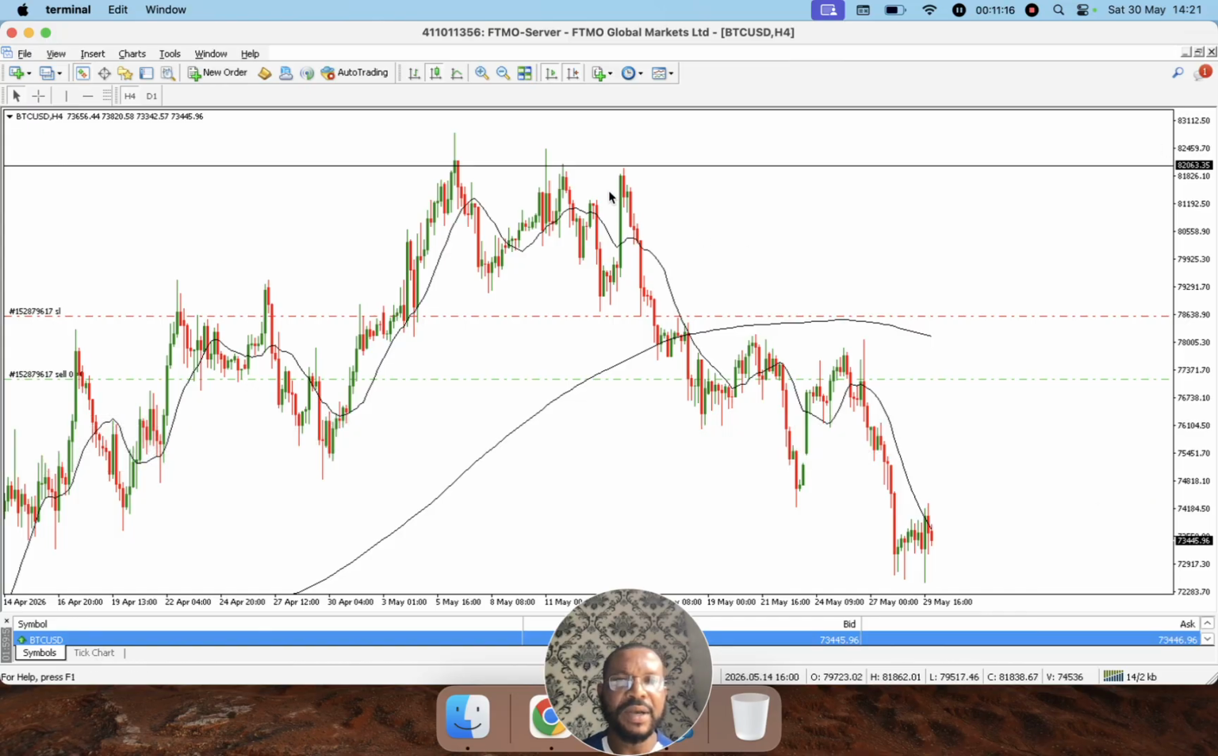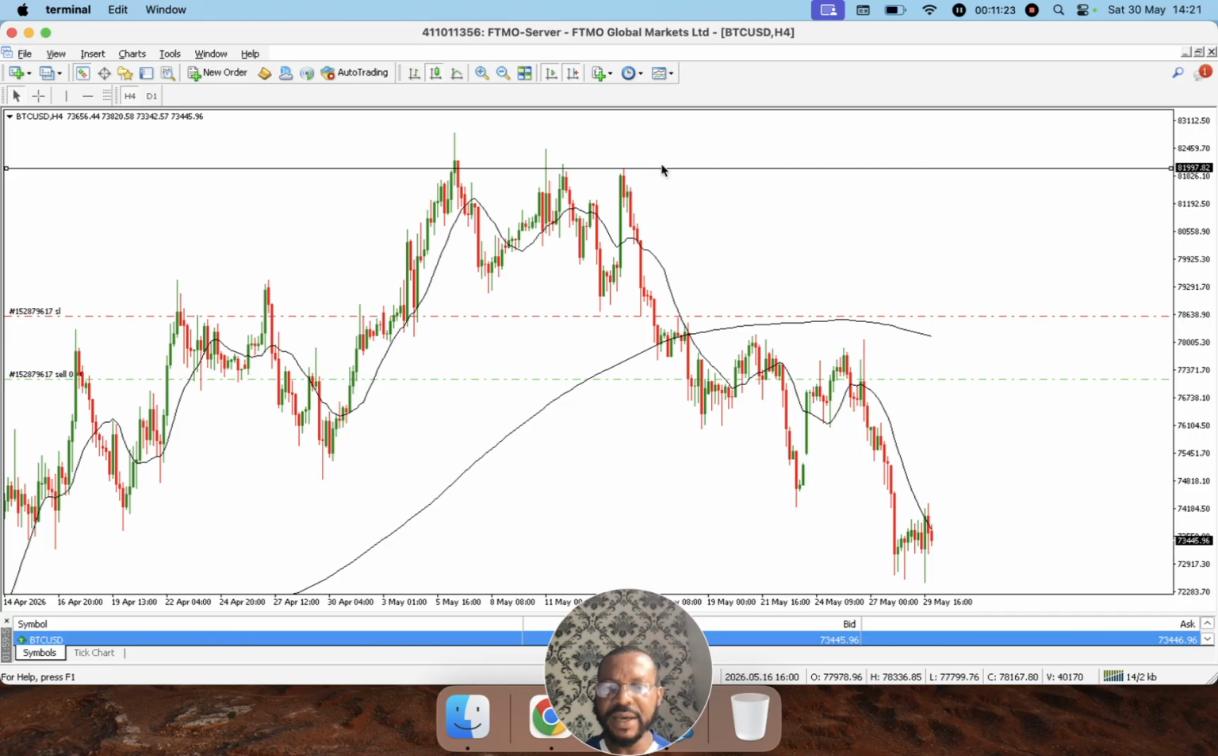I can tell you this is our line of departure. This is the supply area that brought this price down. Even though we have another supply area at this point, and there's another supply here, this is the father of them all. There's another supply here. So that is what I'll be looking at if I have to sell the BTC USD.